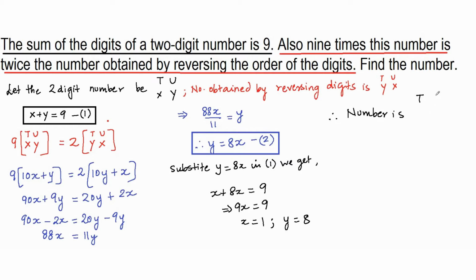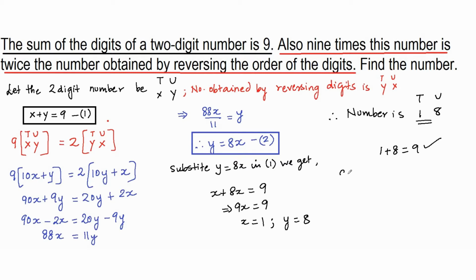And therefore, my original number is, the tens digit was x, right? So x is 1 and the units digit is 8. So the number is 18. Now let us quickly check if it satisfies all the conditions. The sum of the digits is 9. 1 plus 8 is definitely 9. So it matches.